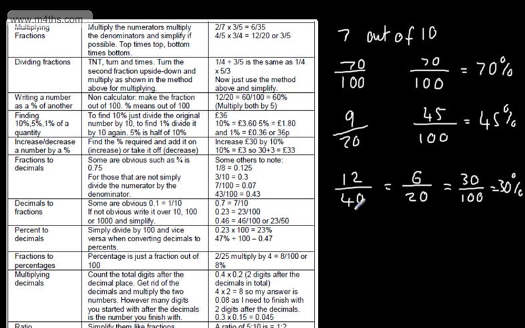You could have said, well, in fact, we'll divide this by 4. So that would have given me 3 out of 10, which is the same as 30 out of 100, an equivalent fraction, which of course is 30%. So there we go, nice and straightforward.